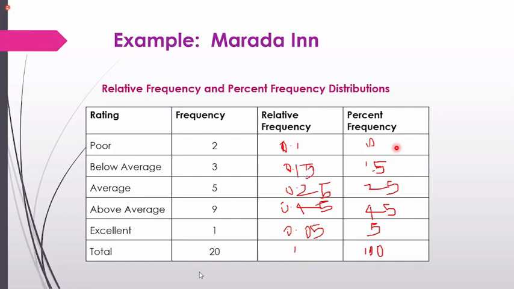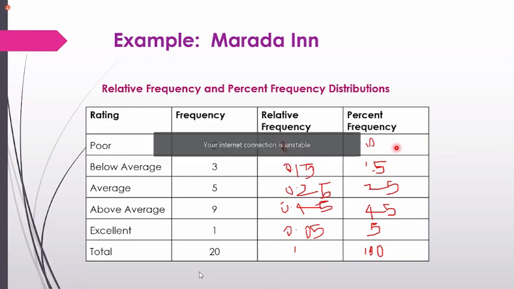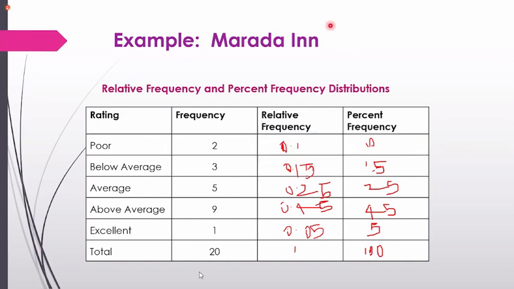percentage for each and every non-overlapping class. Students, is my voice clear? Yes, ma'am. Okay, because my internet connection shows it's not stable. That's why I asked, right?